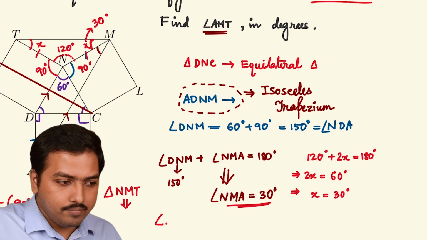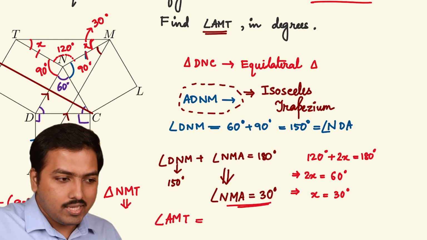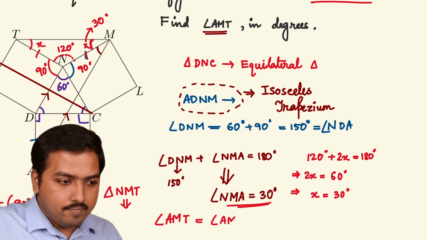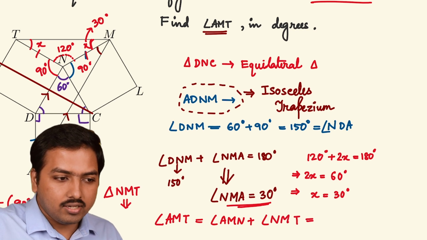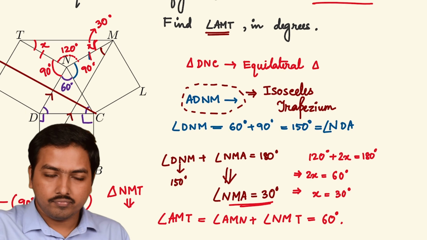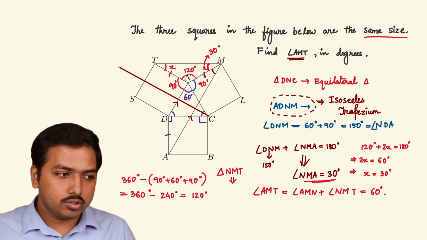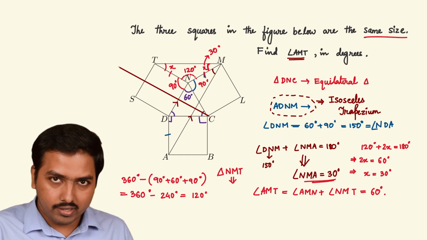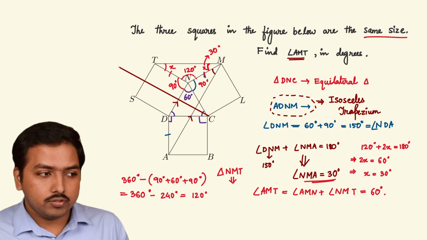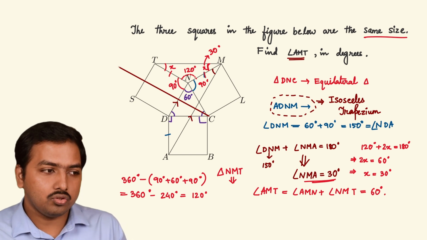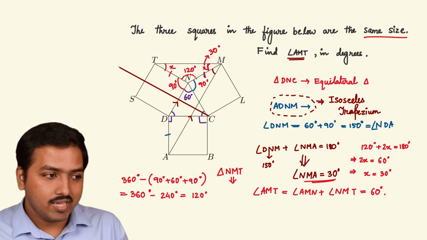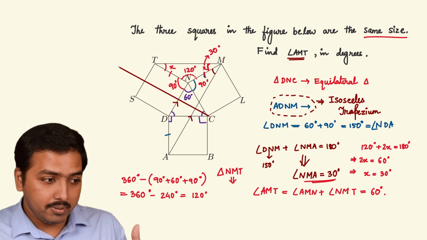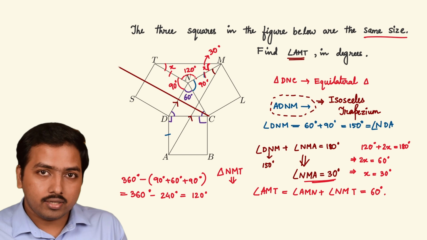So angle AMT was angle AMN plus angle NMT. That is 30 plus 30, 60 degrees. And that's it. So in this problem, we discussed the properties and angles of equilateral triangles and squares. Secondly, we proved how we can go ahead with the properties of the isosceles trapezium. And lastly, the angle chasing. Also in the middle, we included the isosceles triangles as well.